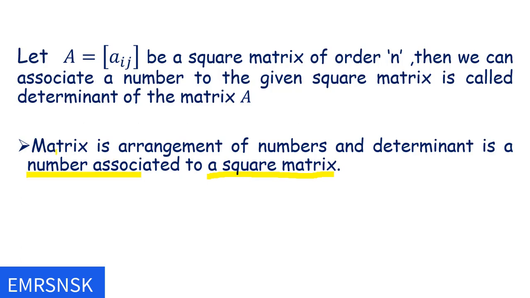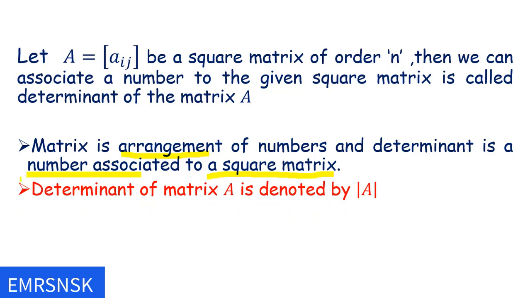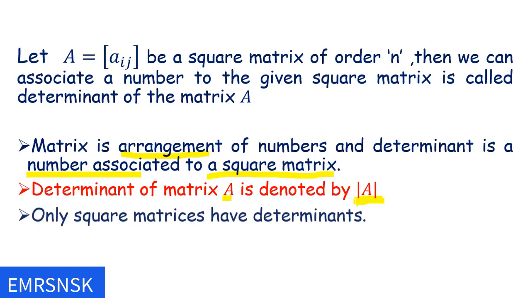So matrix is an arrangement whereas determinant is a number, and determinant of a square matrix A is denoted by determinant of A. Do not read this as modulus of A. Okay, we are in determinants, that means read this as determinant of matrix A. Now we will see how to find the determinant of a matrix.